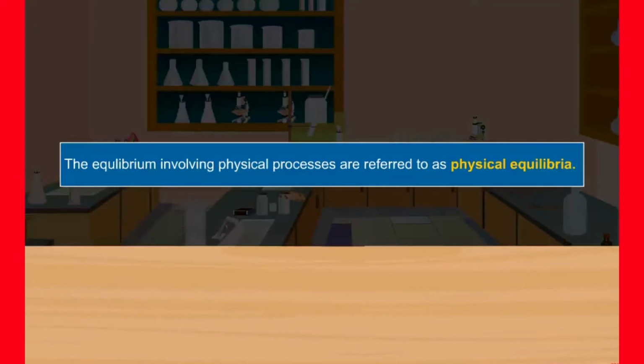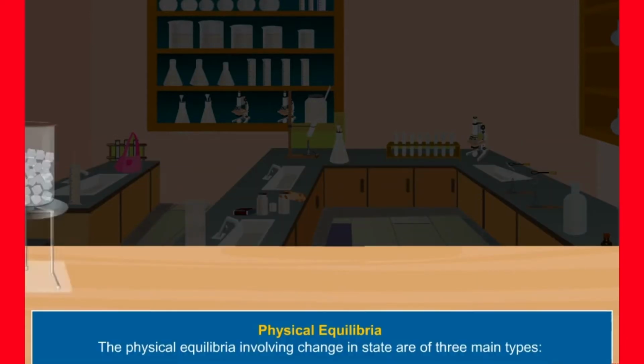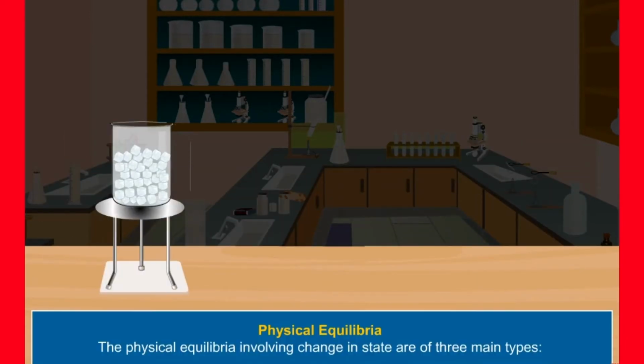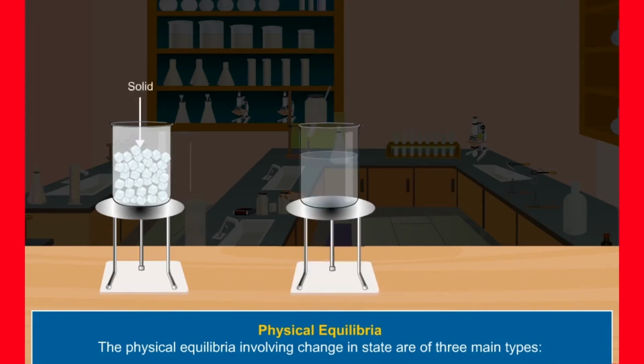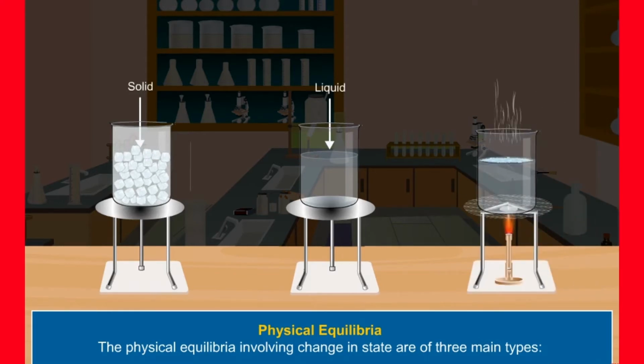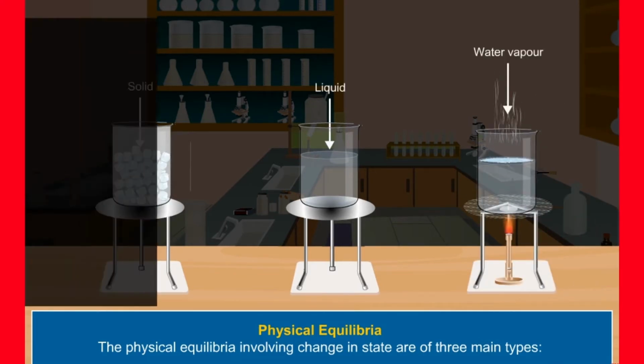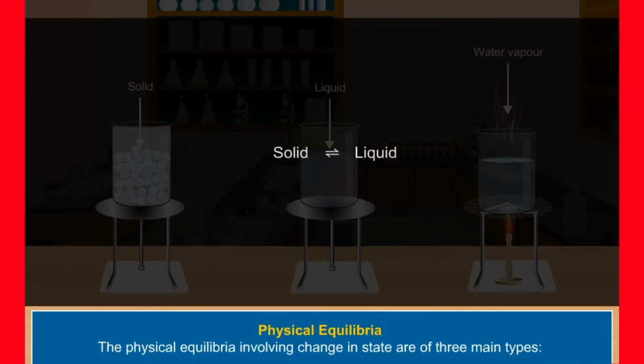Equilibrium in physical processes. The equilibrium involving physical processes are referred to as physical equilibria. The physical equilibria involving change in state are of three main types. These are solid-liquid equilibrium, liquid-vapor equilibrium, and solid-vapor equilibrium. Let us discuss these types one by one.